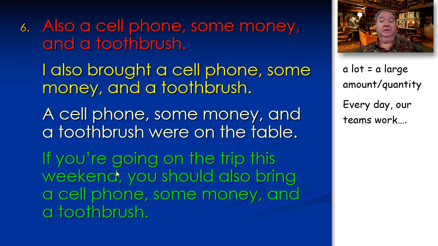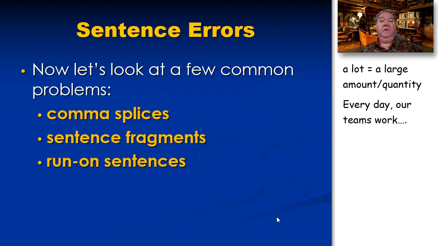Or something like this. If you're going on the trip this weekend, a dependent clause, you should also bring. You should bring. Now we have subject and verb. You should also bring a cell phone, some money, and a toothbrush. Okay, they are just objects. They are not the subject here. In this one, they are actually the subject. Okay? All right.